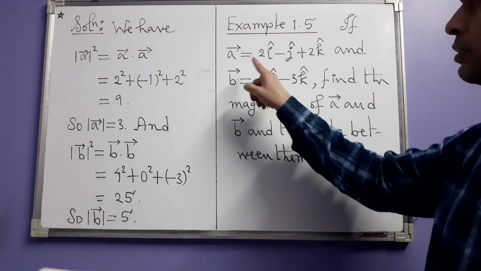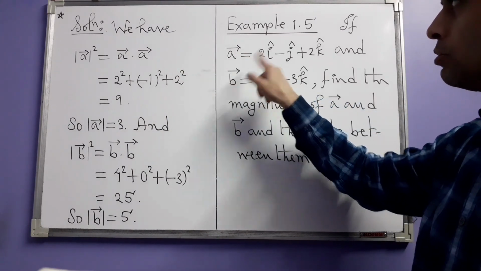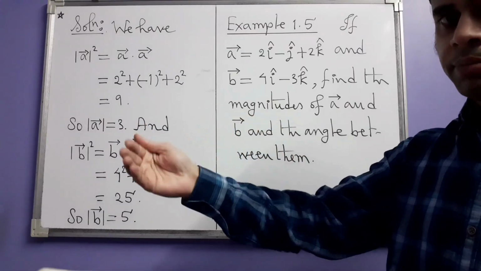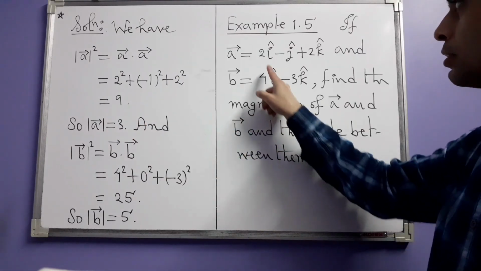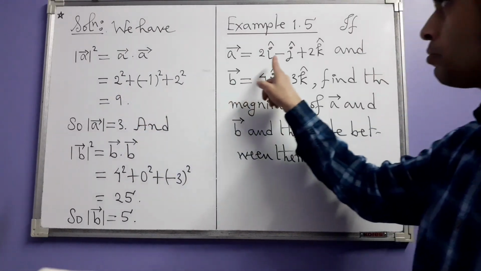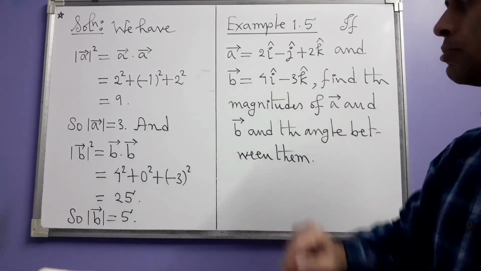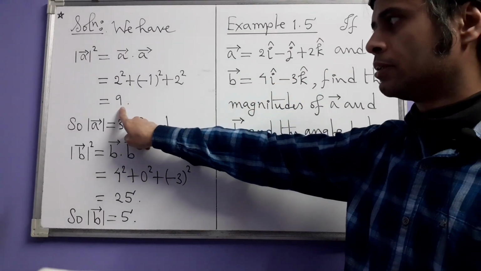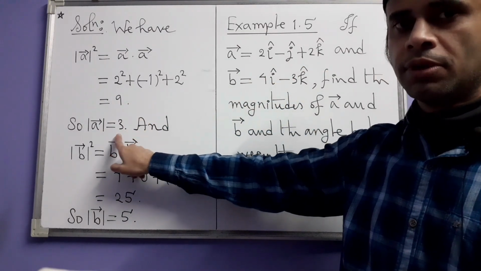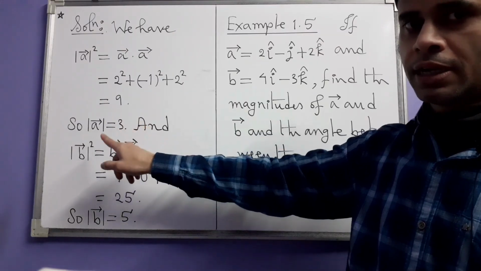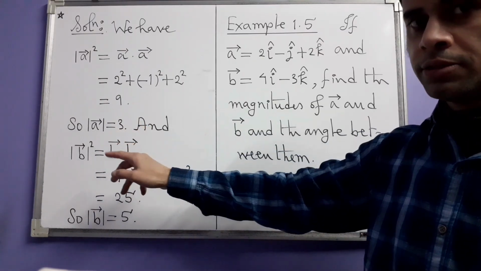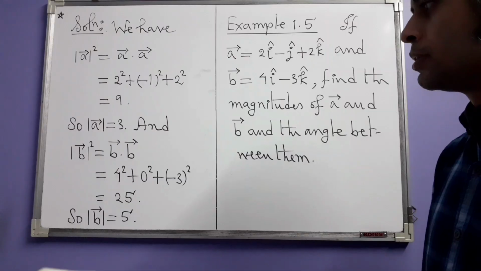So that way this product will be 2 times 2. You remember that lambda 1 lambda 2, that thing. 2 times 2, that is 2 square plus minus 1 square plus 2 square, which equals 9. So the magnitude will be 3. Its square is 9, so it can be positive only, so that's why it's 3.